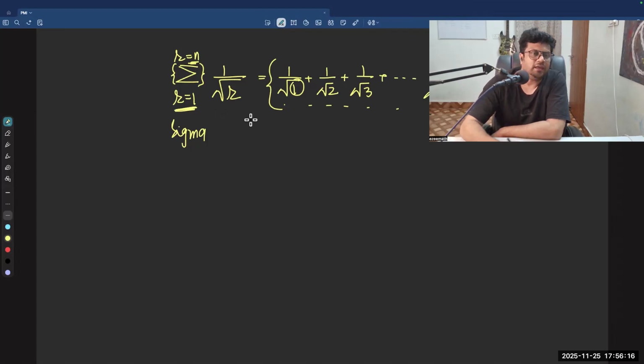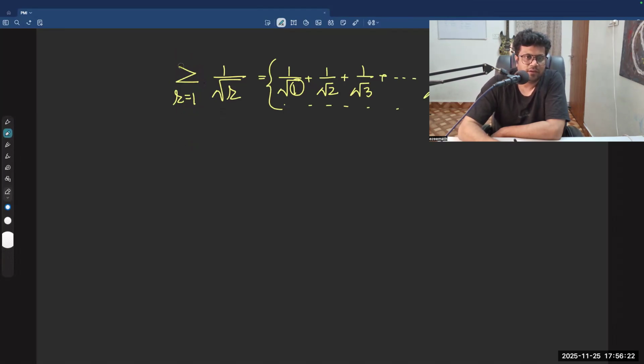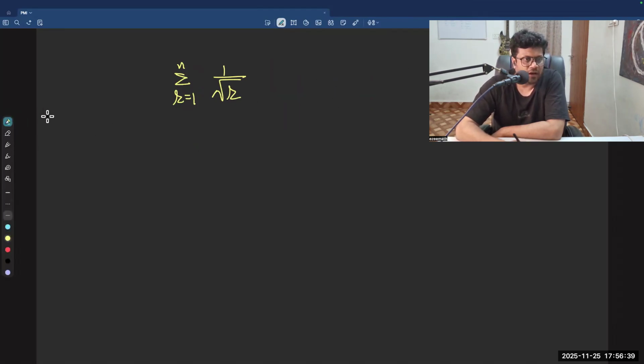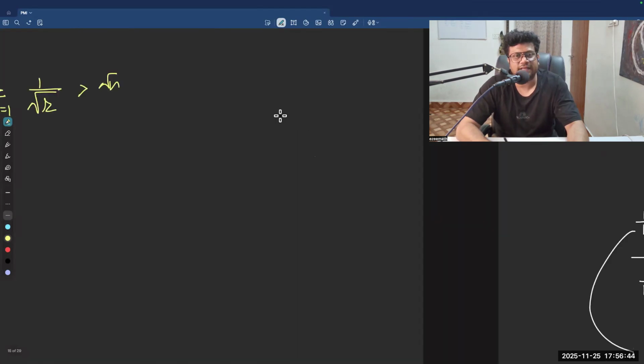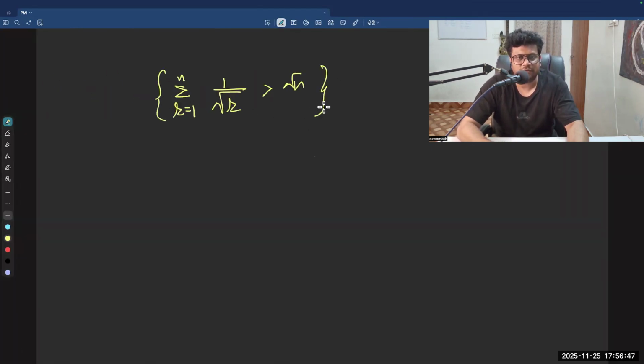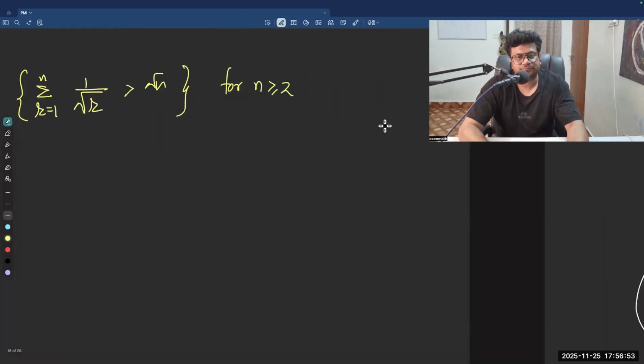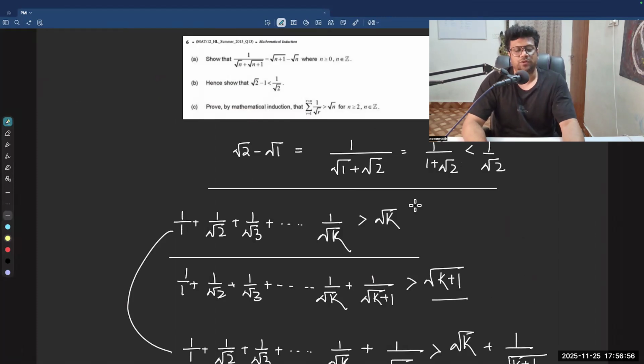That's what it means. Okay, so in our question, this was to be proven. Sometimes you may have it look like that. That also means you want to start from r equal to 1 and move on to n, adding them all like that. Okay. And in our question, we had to prove that this is always greater than root n for n greater than or equal to 2. That is what you want to prove.